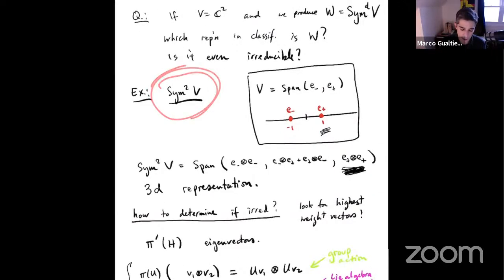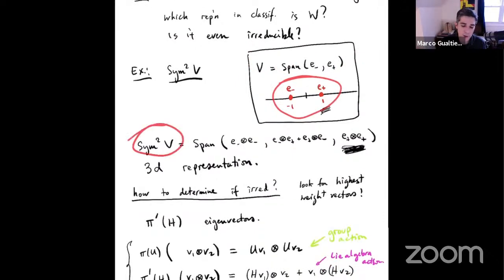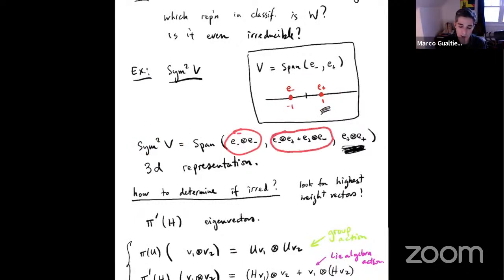So if V is this one, this is the standard representation. So it's the same diagram as before. What happens if we take the symmetric square? The symmetric square will have E minus E minus, E minus E plus plus E plus E minus, and E plus E plus. These are the three generators for the symmetric square.